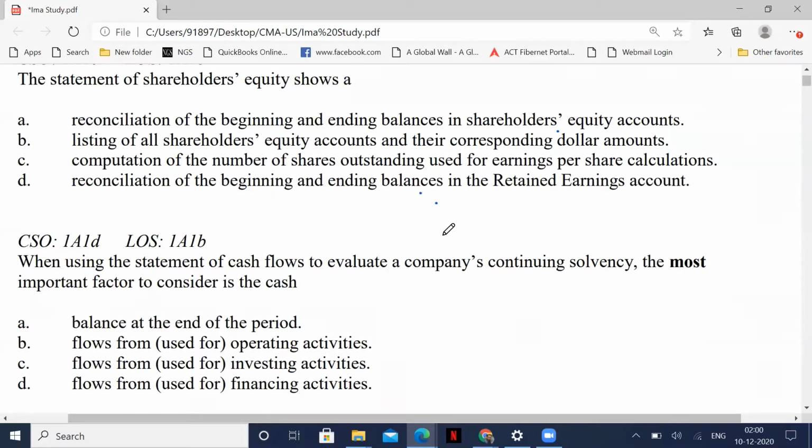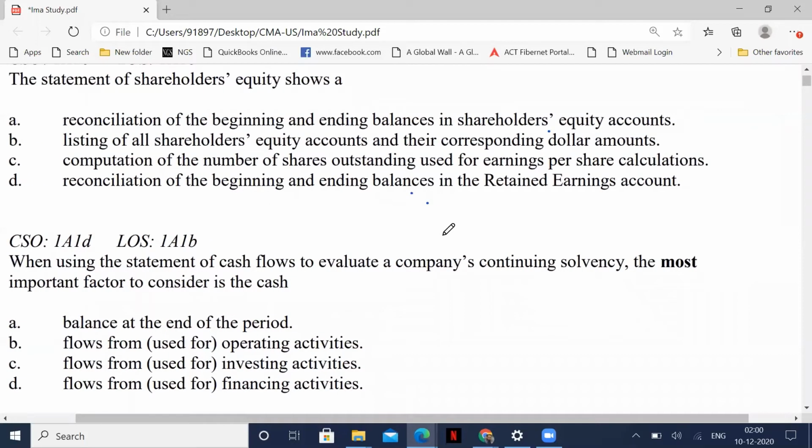Now, the statement of shareholders' equity shows a reconciliation of the beginning and ending balances in shareholders' equity. Okay, this can be the answer because that's what the shareholders' equity shows. Listing of all shareholders' equity accounts and the corresponding dollars. No, this is not shown. Computation of the number of shares outstanding using the earnings per share calculations. No, that's also not shown in the equity statement.